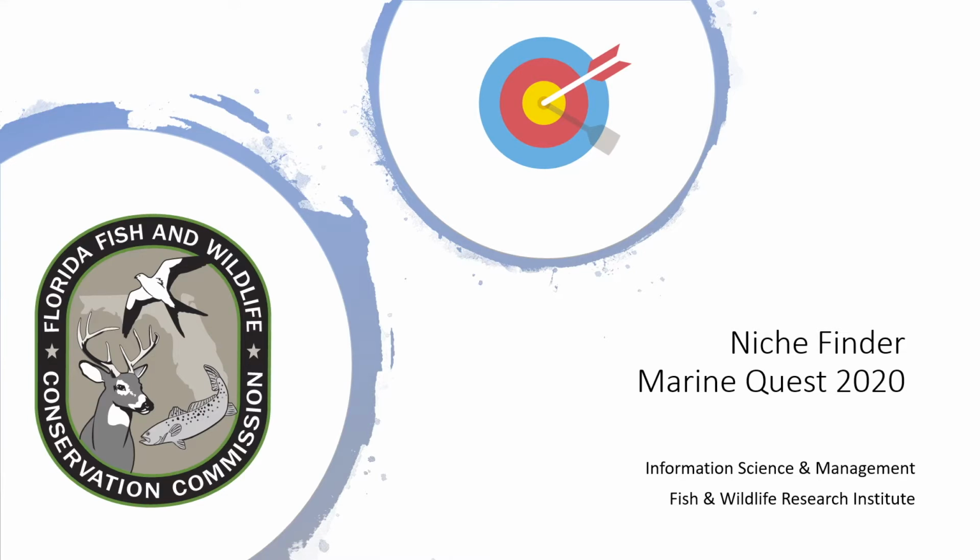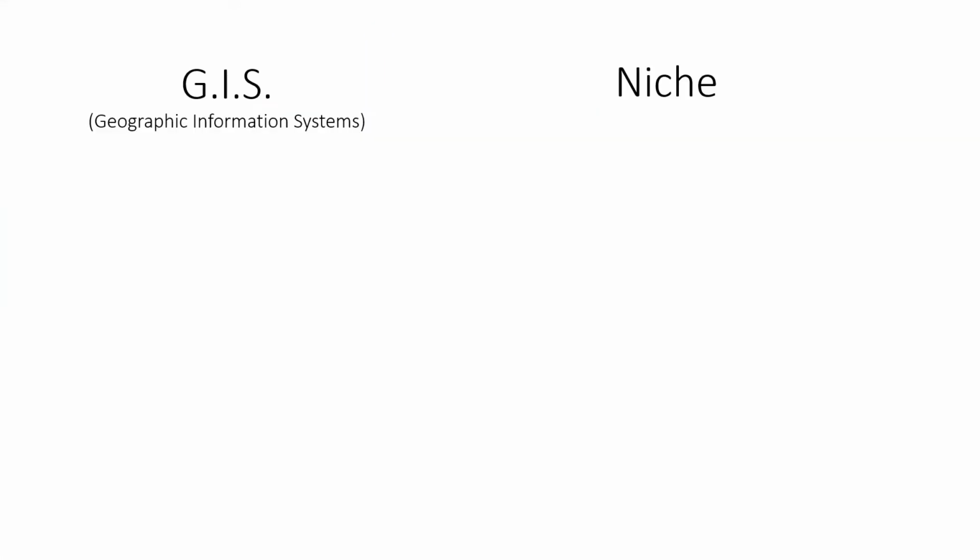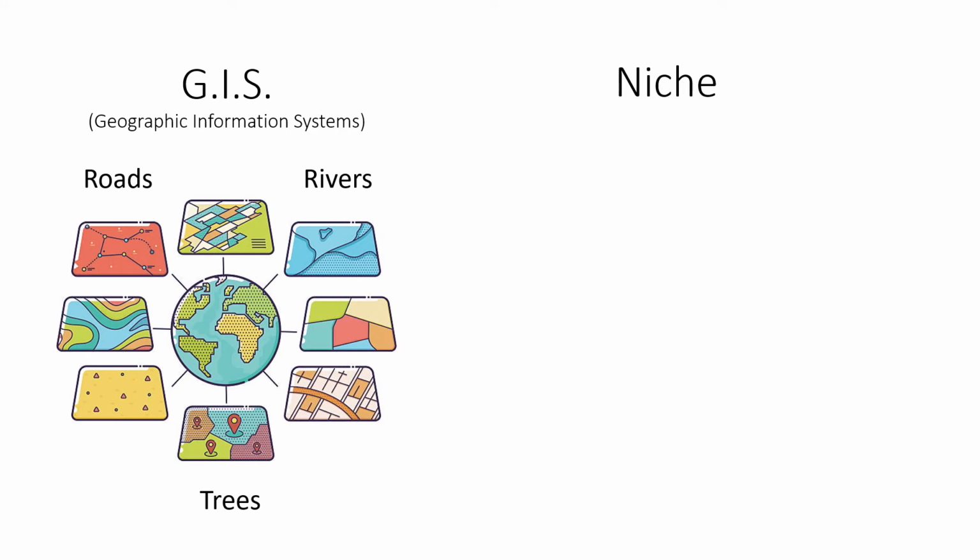But first, we have to learn some vocabulary. So the two vocabulary words that we're going to do today are GIS, which is really a phrase, and the word niche. So GIS is Geographic Information Systems, and that's kind of what we do. That's just sort of the science of what we do in IS&M. And Geographic Information Systems is the science of where things are. It's the science of location.